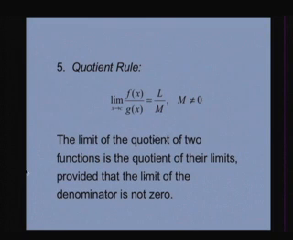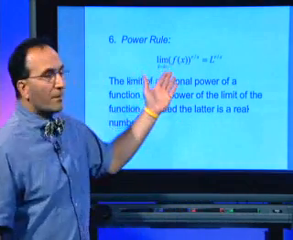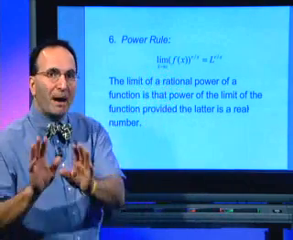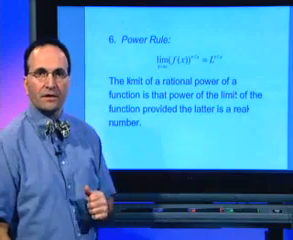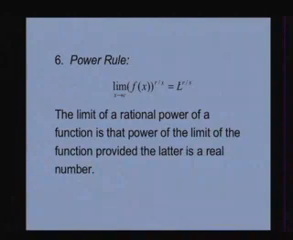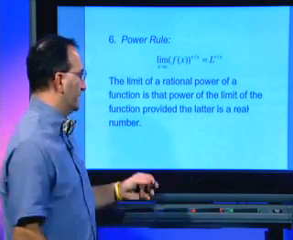The quotient rule, that is, if we're taking the limit of f of x divided by g of x, that's going to equal the quotient of their limits, that is, L divided by M, provided, of course, that M doesn't equal 0. And last, we have the power rule. The power rule says that the limit of a rational power of a function is that power of the limit of the function, provided, of course, that L raised to the power r over s is a real number. So I think the best thing to do now is to try some examples so that you can see how to apply these properties.